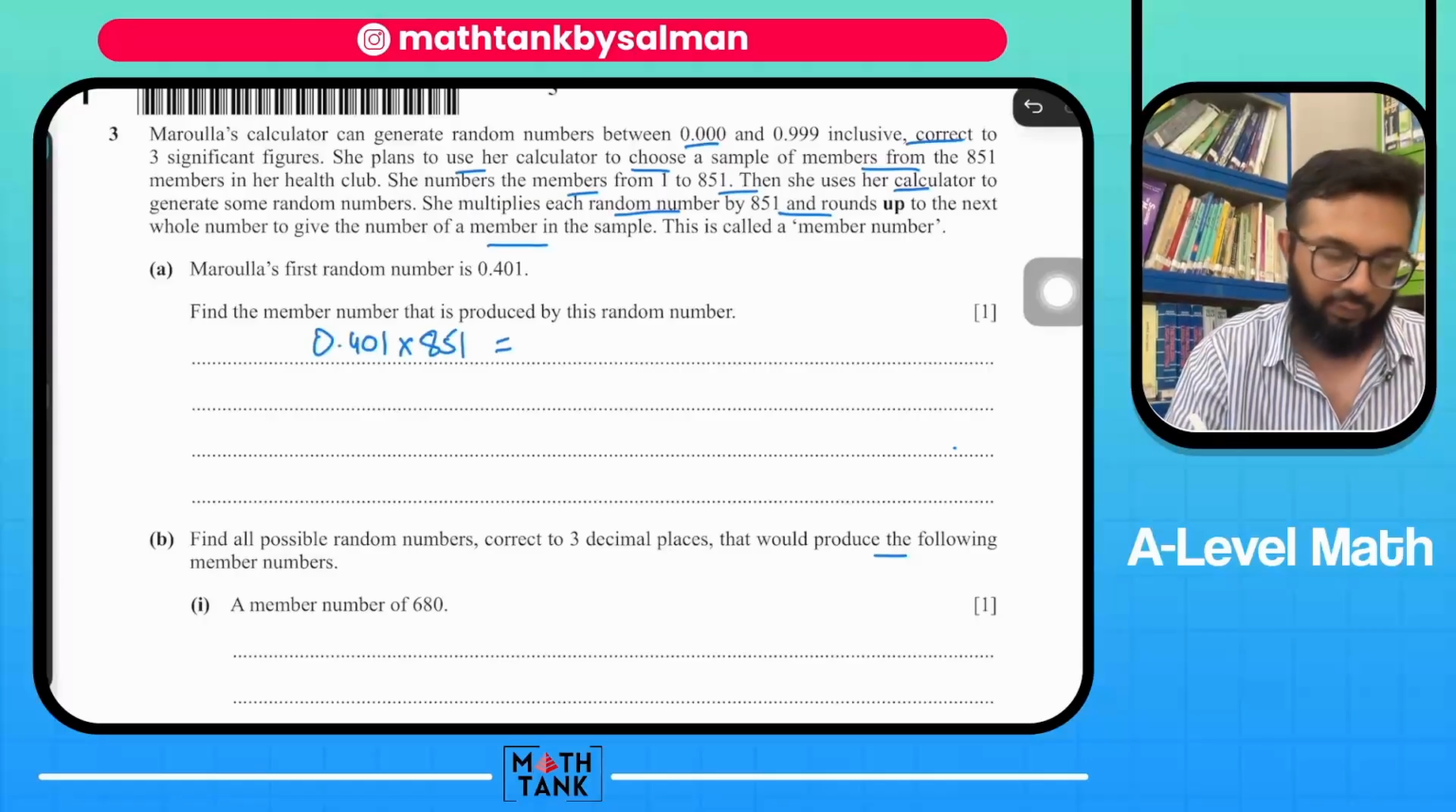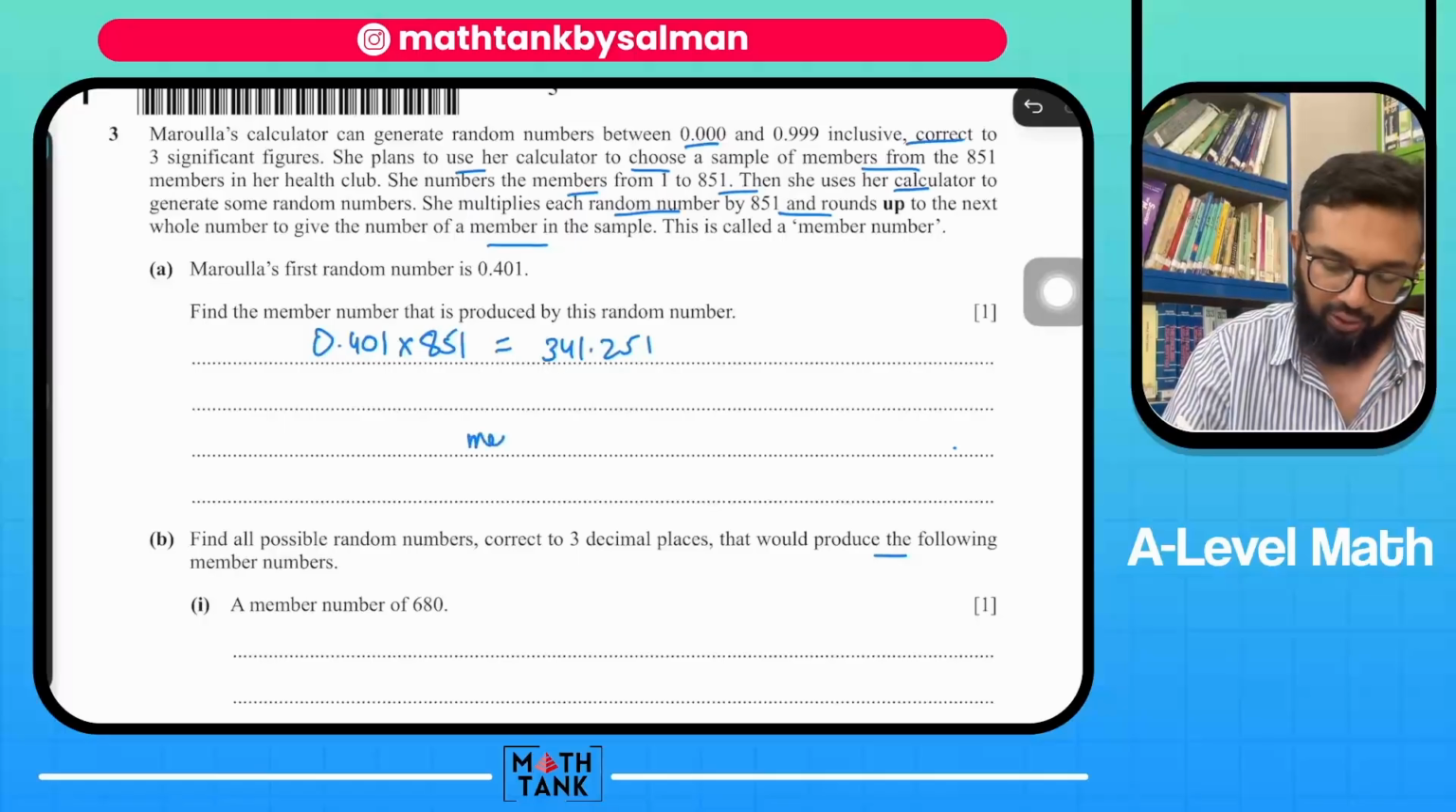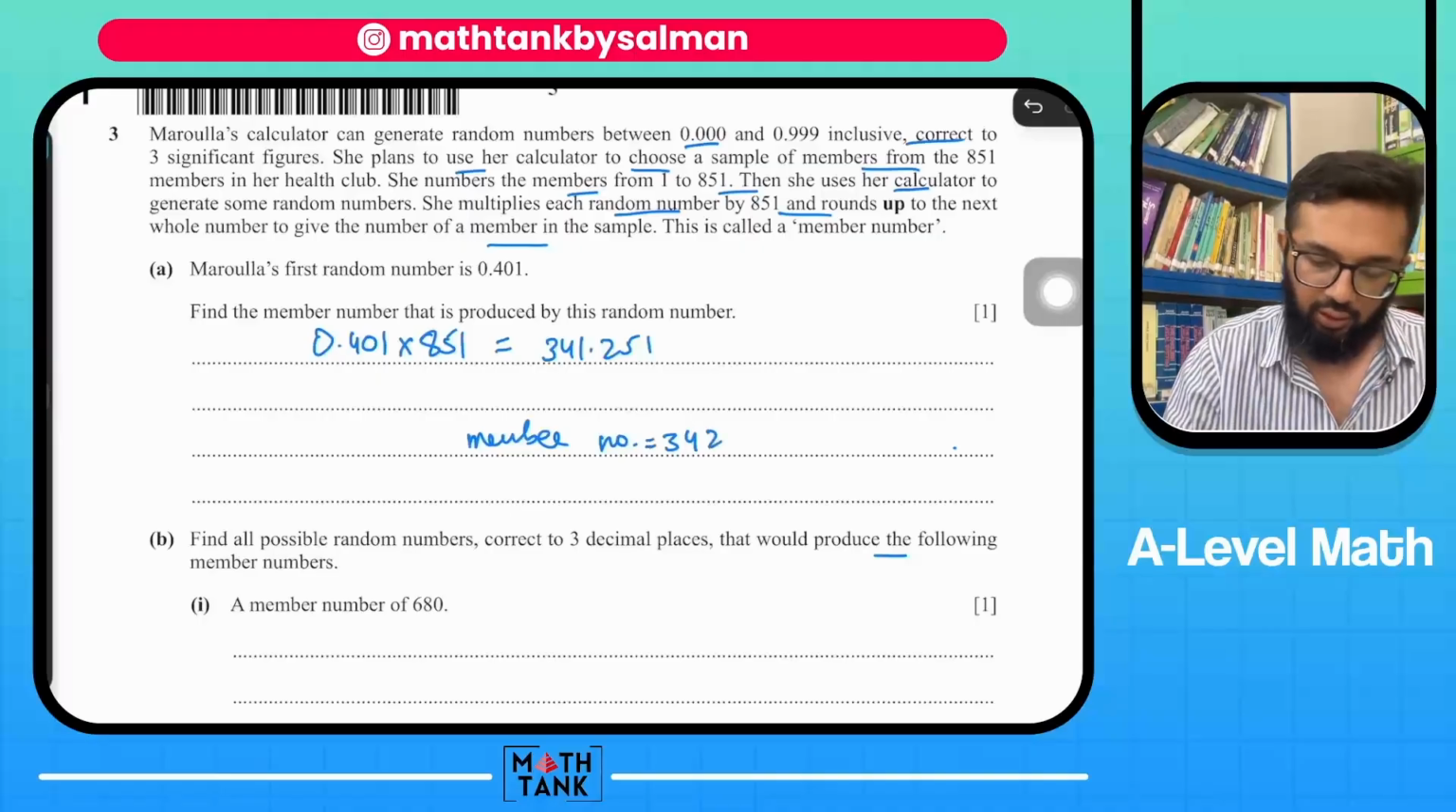So multiplied by 851. 0.401 multiplied by 851. That's 341.251. Round up. So the member number should be 342. Okay, that was easy.